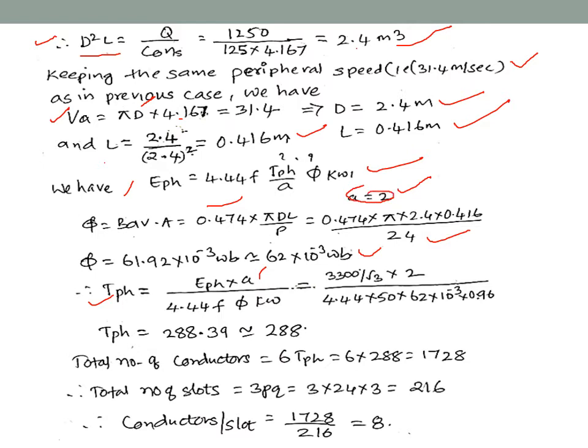Okay, so now TPH comes out to be 288. So number of conductors is equal to 6 TPH, this one. So number of slots is equal to 3 PQ, this one. So conductors per slot is equal to 8. So these are all the data we have found out: conductors per slot, this TPH, number of slots, and this is B average. In the previous data, we had only found the diameter and L. TPH we have found out for this machine.